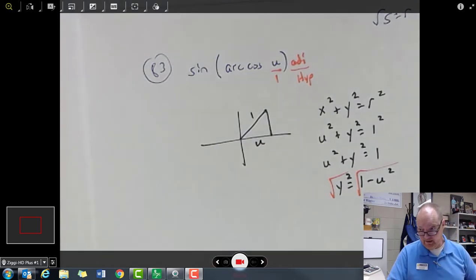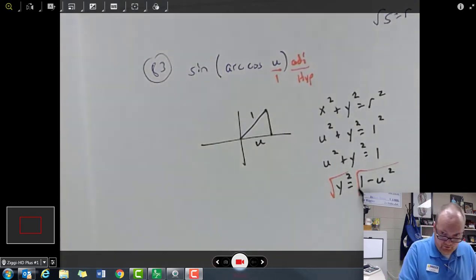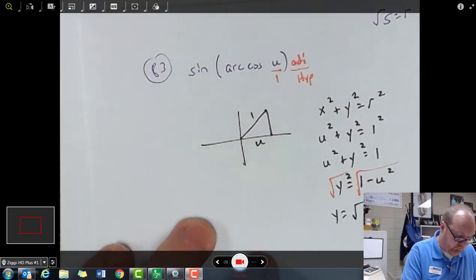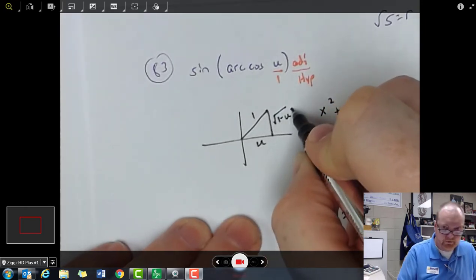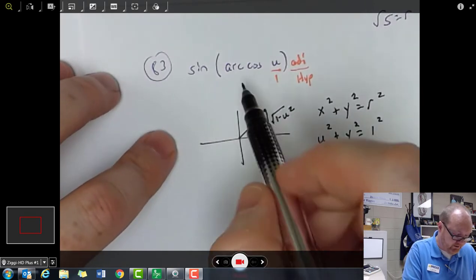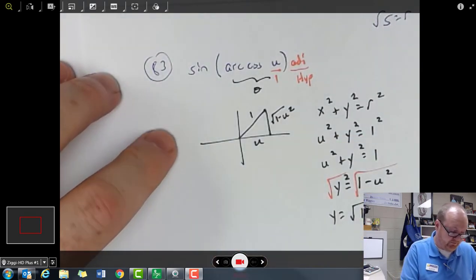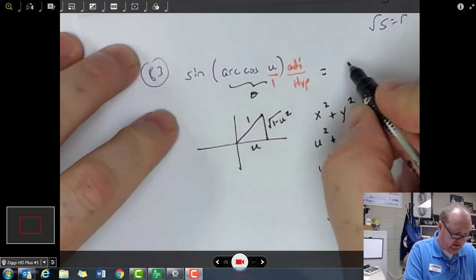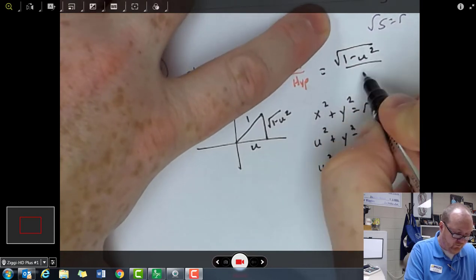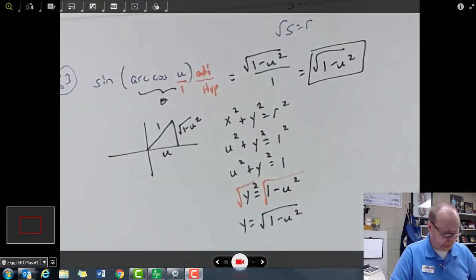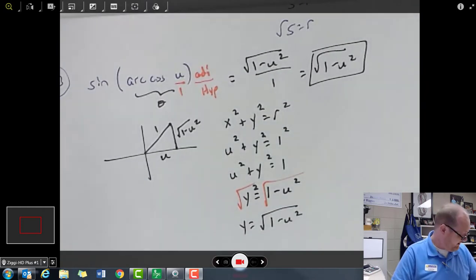Keep in mind, square root is not a linear operator. I can't give a square root to all of these pieces. It just is what it is. So square root of 1 minus u squared. And so now I can find the sine of that angle. Remember that ultimately I'm looking for the sine of an angle. And so the sine is opposite over hypotenuse. So my solution here is going to be square root of 1 minus u squared over 1, or just square root of 1 minus u squared for that solution. So again, it's a little bit more abstract, but that's okay. It works. The work is the exact same.